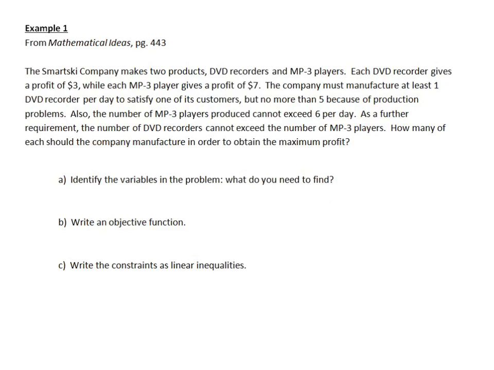The Smartsky company makes 2 products, DVD recorders and MP3 players. Each DVD recorder gives a profit of $3, while each MP3 player gives a profit of $7. The company must manufacture at least 1 DVD recorder per day to satisfy one of its customers, but no more than 5 because of production problems. Also, the number of MP3 players produced cannot exceed 6 per day. As a further requirement, the number of DVD recorders cannot exceed the number of MP3 players. How many of each should the company manufacture in order to obtain the maximum profit?